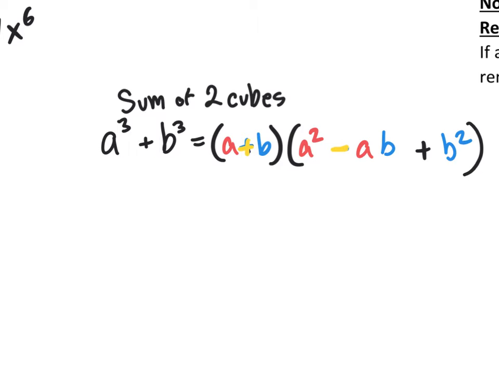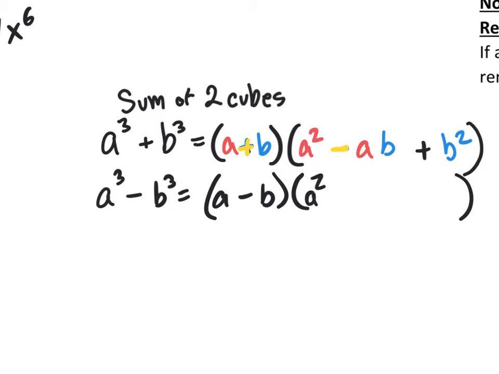So let's actually write out the difference of two cubes, a cubed minus b cubed. That will be the binomial a minus b. Again, you just rewrite it, but without the cubes. So it'll just be a minus b. There it is. And now for the trinomial, you have a squared, you have ab, you have b squared.